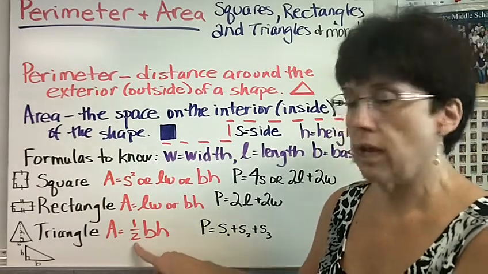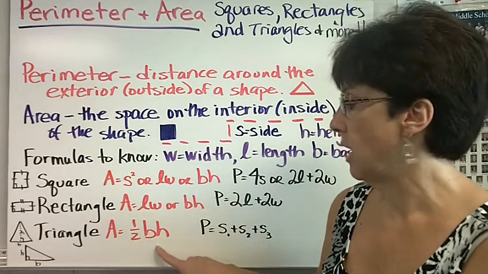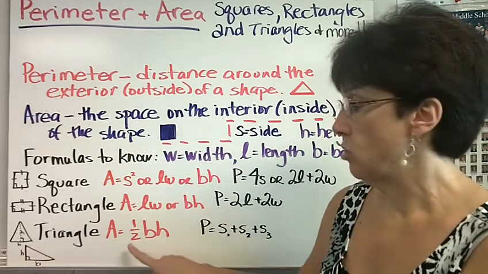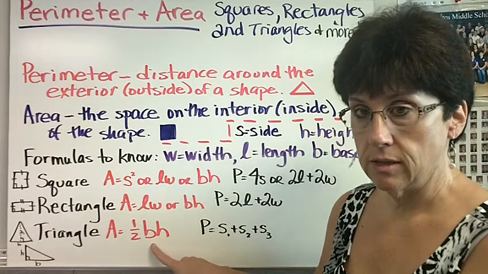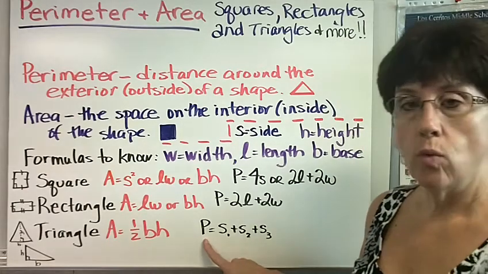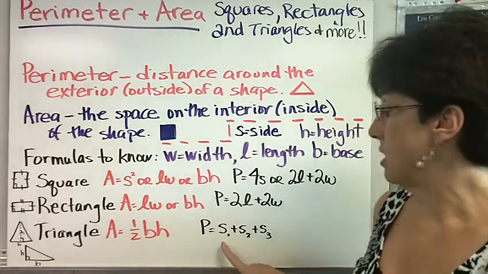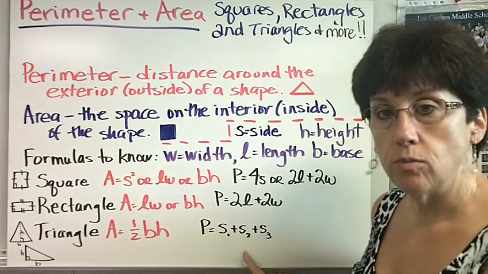I want you to know in algebra we always write the number first and then the letters alphabetically, so it should be 1/2 base times height. The perimeter, we just add up the sides. So this stands for side 1 plus side 2 plus side 3.